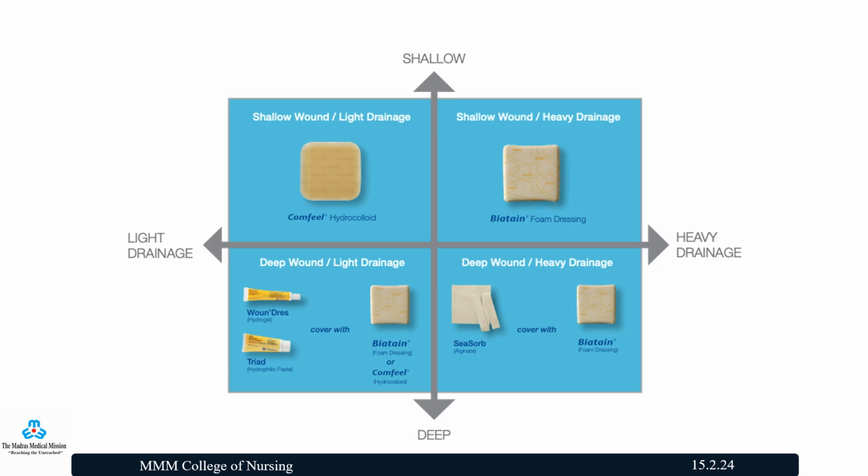So based on the type of the pressure injury, we can use different types of dressing materials. We can consider the wound from shallow to deep, or consider the drainage present in the wound from light drainage to heavy drainage, and use different types of dressing materials. For a shallow wound with heavy drainage, we can use foam dressings. If there is a shallow wound with light drainage, we can go with hydrocolloid dressings. For a deep wound with light drainage, we can cover with foam dressing or with hydrocolloids. So based on the type of the wound and the type of drainage present in the pressure injury, we can select the dressing materials accordingly.